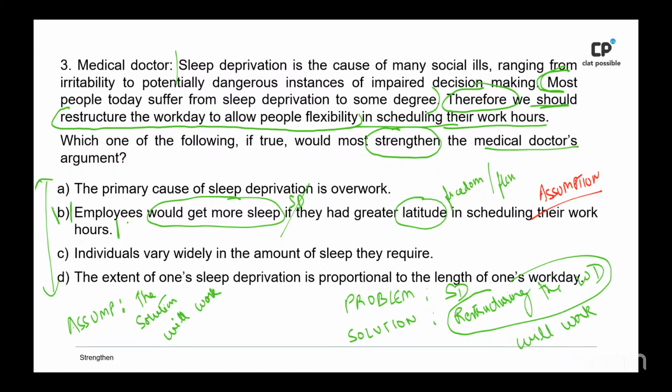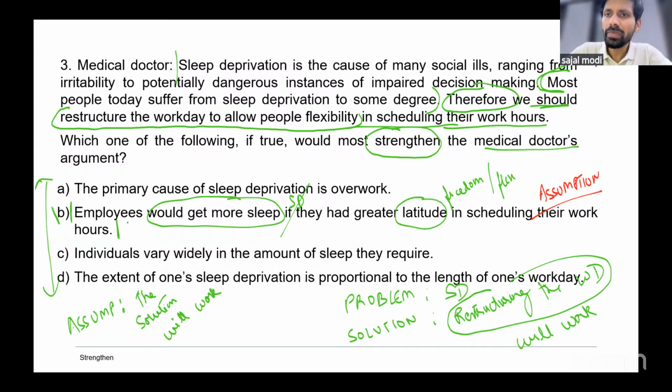Let's look at the other three options. The primary cause of sleep deprivation is overwork. Oh my God. Just look at what the author was saying. The author was saying allow people flexibility in scheduling their work hours. The author was assuming that if we allow that flexibility, sleep deprivation will be taken care of. Option A says the primary cause is overwork. And we have to really differentiate between restructuring the workday and overwork.